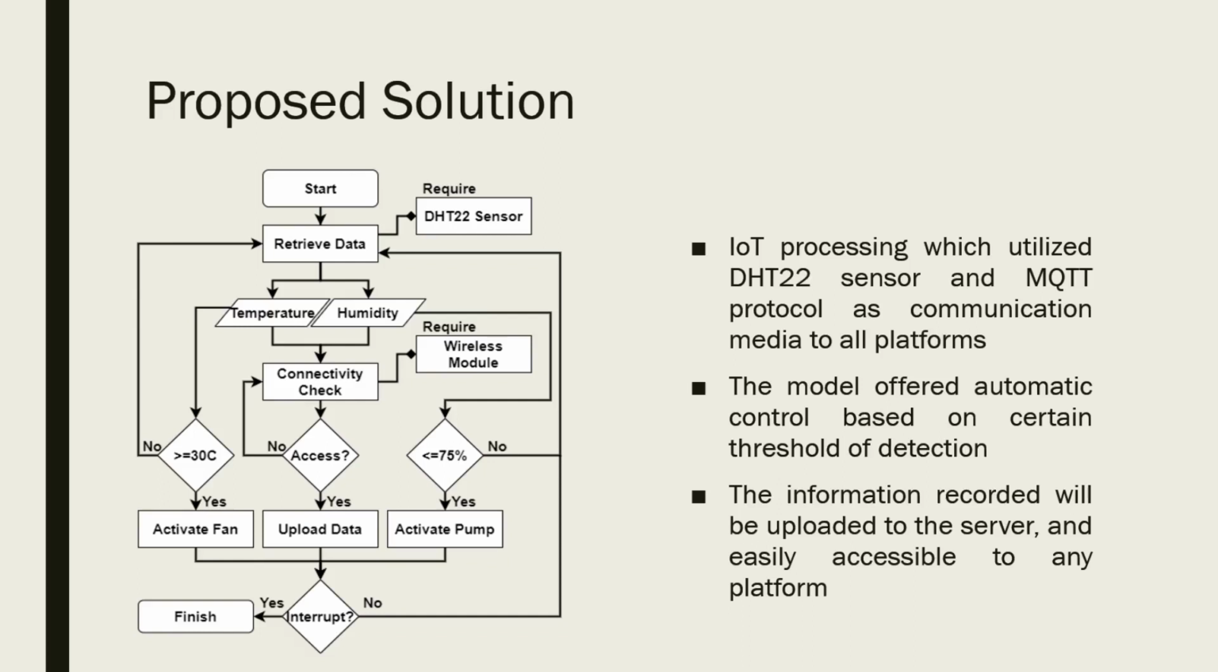This process will repeat endlessly until an interruption happens, for example a power interruption. When the power is interrupted, the system will automatically finish. When there is no interruption, especially power interruption, the process will continue. The IoT device will control automatically and upload the data to the server.